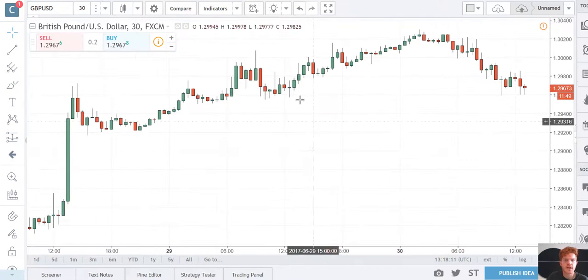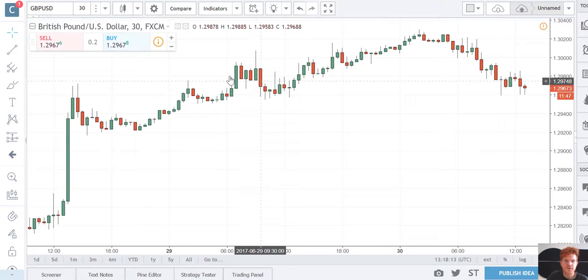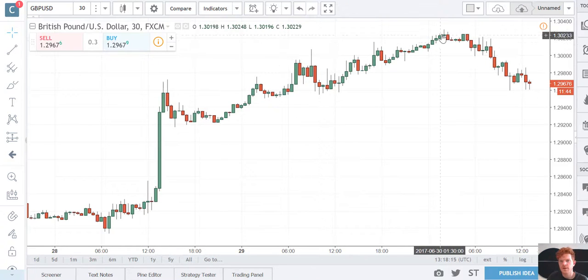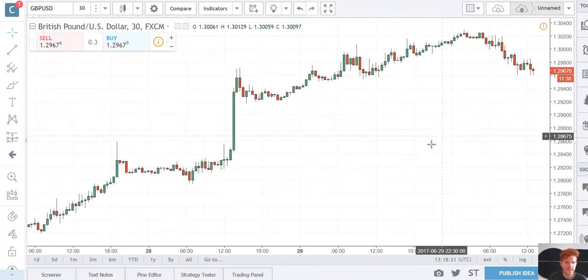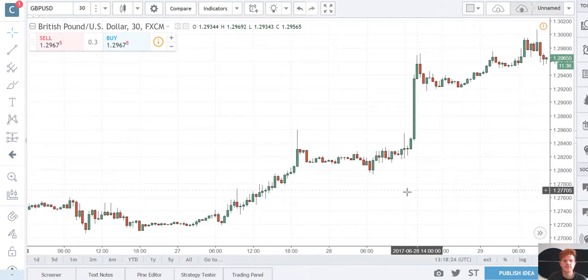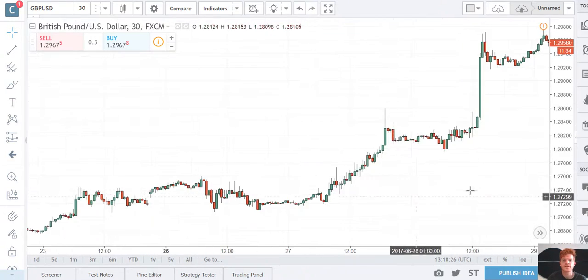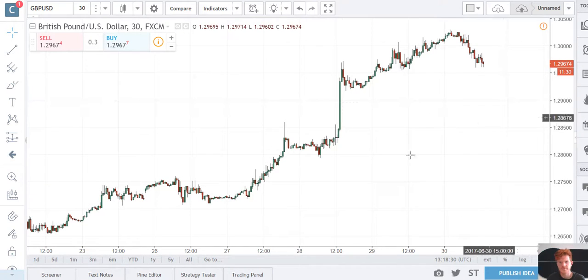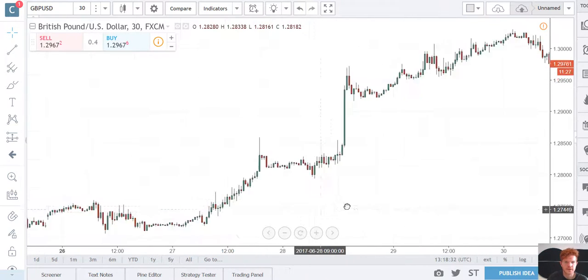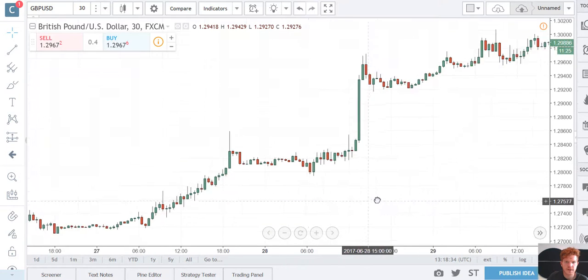Now let's go back here. You can see there's another shooting star. So this is a whole kind of topping structure. You've got shooting star, shooting star, shooting star, and then potentially we might see this come off a little bit. Now let's see if we can find any continuation candles, because this is clearly an uptrend. It's been moving higher, higher, higher, higher. So let's see if we can find some continuation candles.